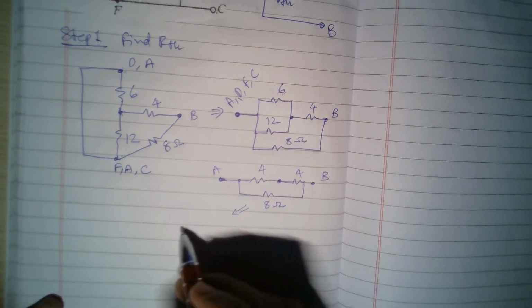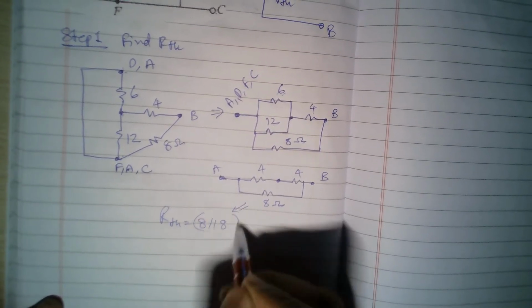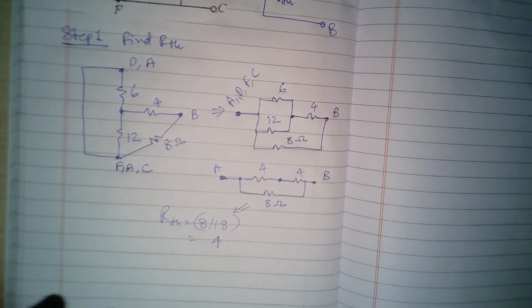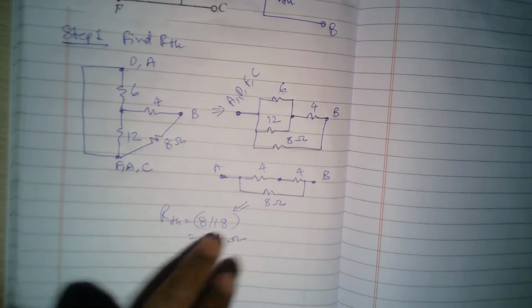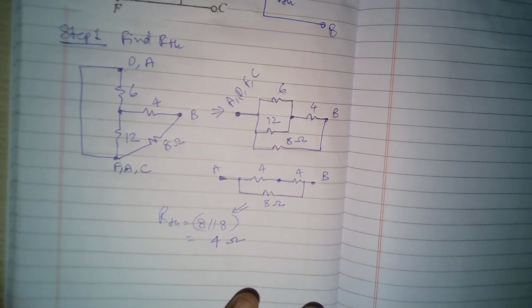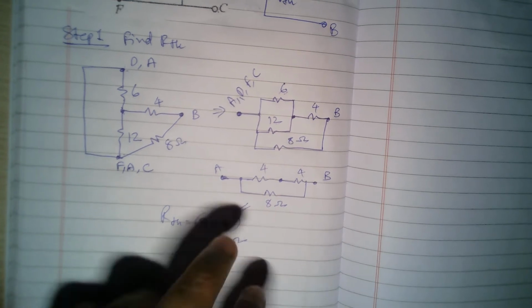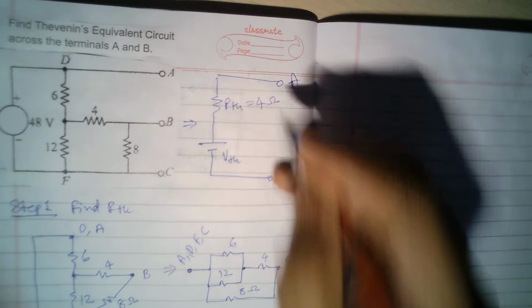Okay, so 8 parallel 8, therefore RTH is nothing but 8 parallel 8. So that is nothing but 4. Okay, so when two resistances of equal value are parallel, it will be half. Or 8 into 8 by 8 plus 8, so it will become R square by 2R, so it will be R by 2. Anyway, so that is 4 ohms. So here the Thevenin's resistance we have calculated.